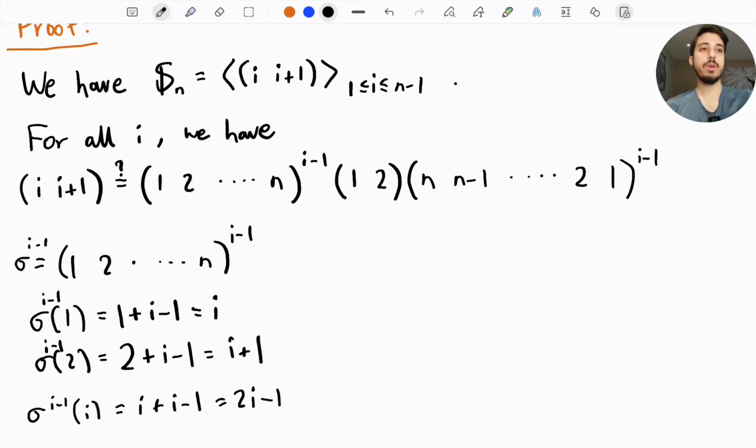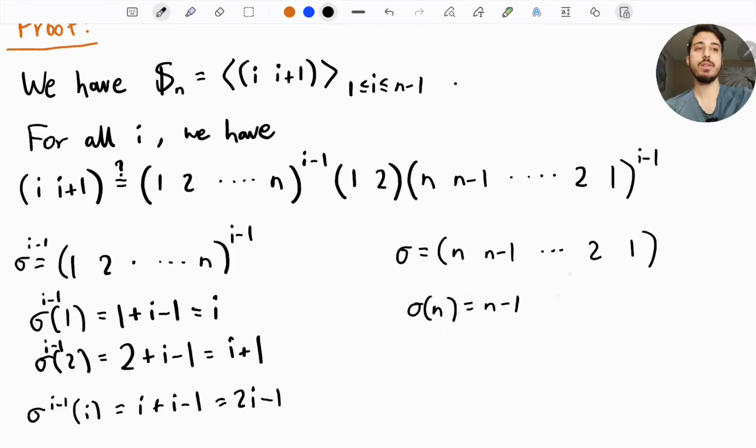So this is all well and good. What about this other one here? We will use the same kind of logic to deduce where this sends each of the elements. So if sigma is equal to n minus 1 all the way to 2 and 1, then sigma of n is equal to n minus 1, sigma of n minus 1 is equal to n minus 2, sigma of 2 is equal to 1, and so on. So it subtracts 1. And if I do a square, then it subtracts 2. If I do a cube, it subtracts 3. So if I do an I minus 1, it's going to subtract I minus 1. So this becomes n minus I plus 1.